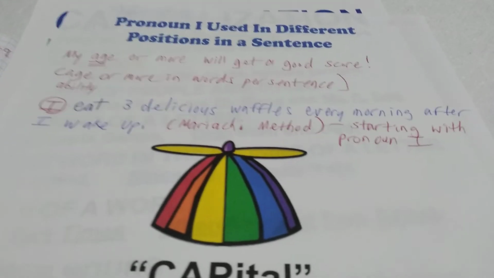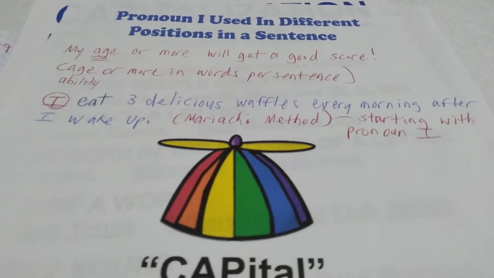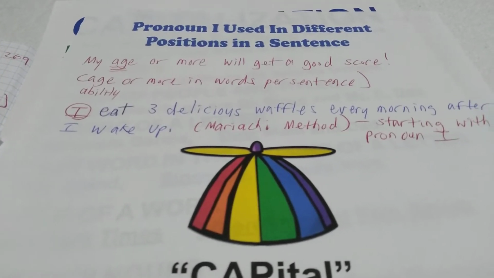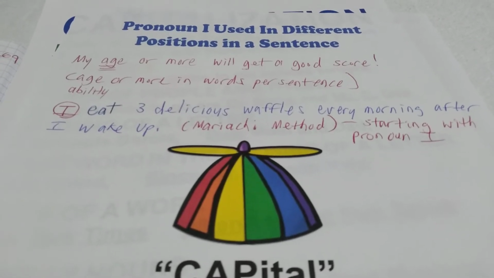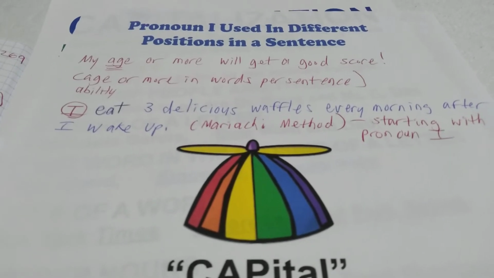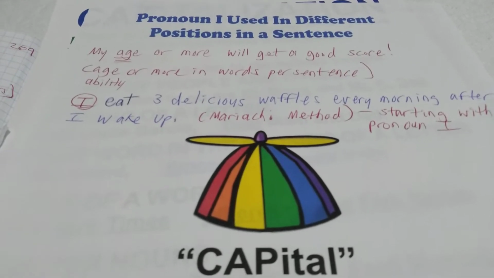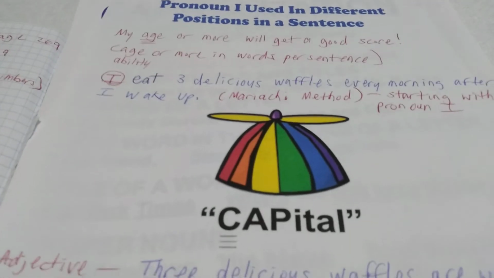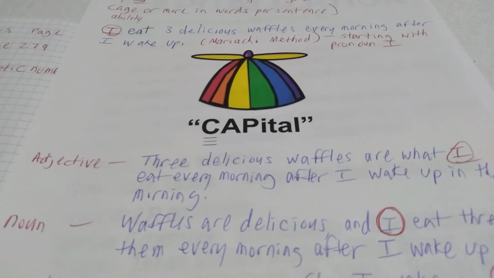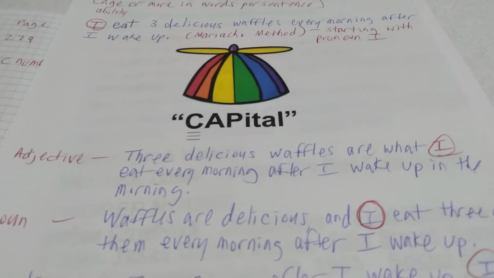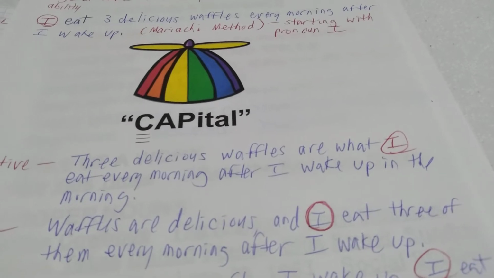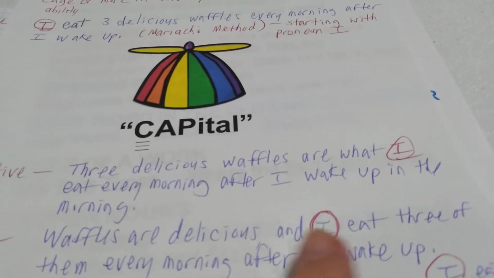So there's a sentence here, starting with the pronoun I, capital I eat 3 delicious waffles every morning after I wake up, period. Starting with the pronoun I. So around the words in 80 ways is you change the order of the words with different parts of speech, but you don't change the content or the meaning. So let's start with an adjective. Capital 3 delicious waffles are what I eat every morning after I wake up in the morning.